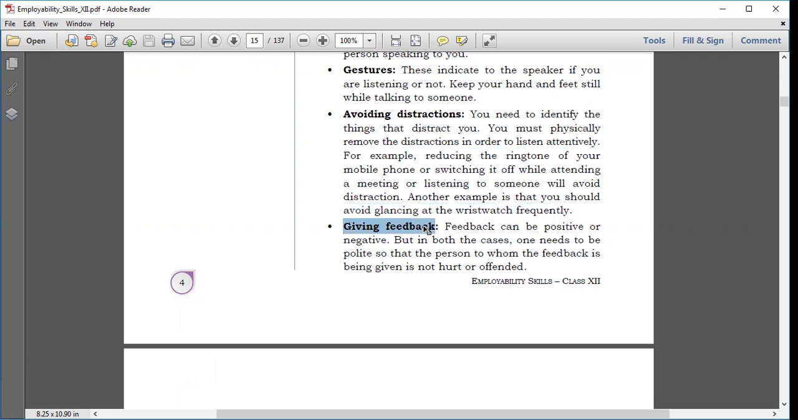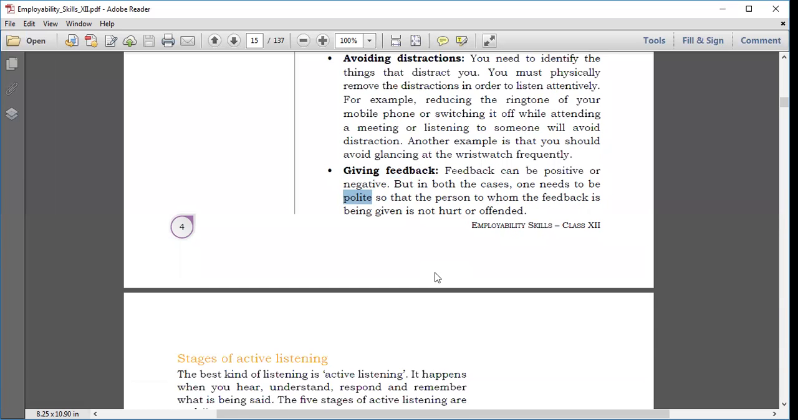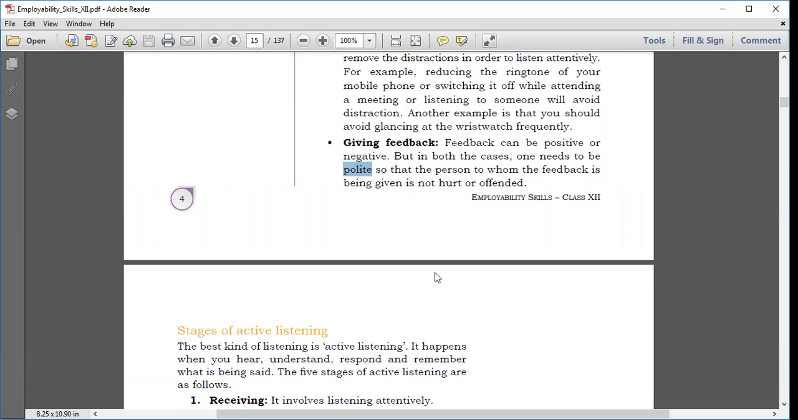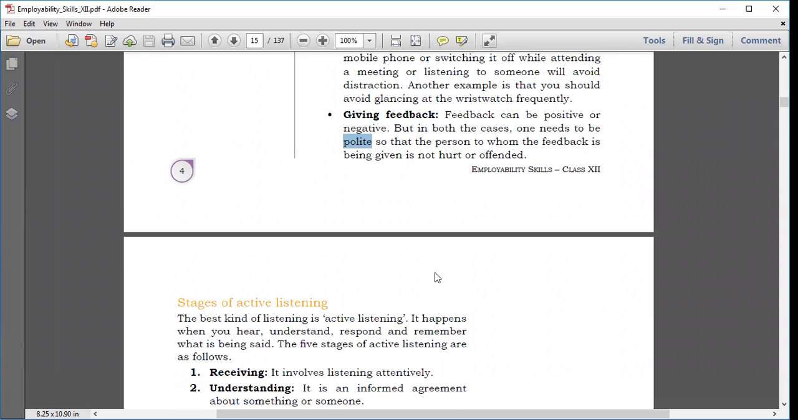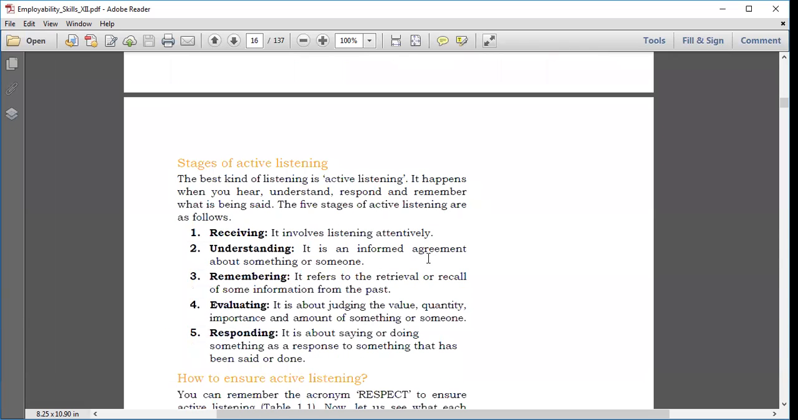Then there is giving feedback. Feedback can be positive, negative, or both, but in both cases, one needs to be polite. This is more important, so that the person to whom the feedback is being given is not hurt or offended. Whenever you're giving feedback, even if it's negative, you should not hurt somebody, right? Be polite in giving your answers.